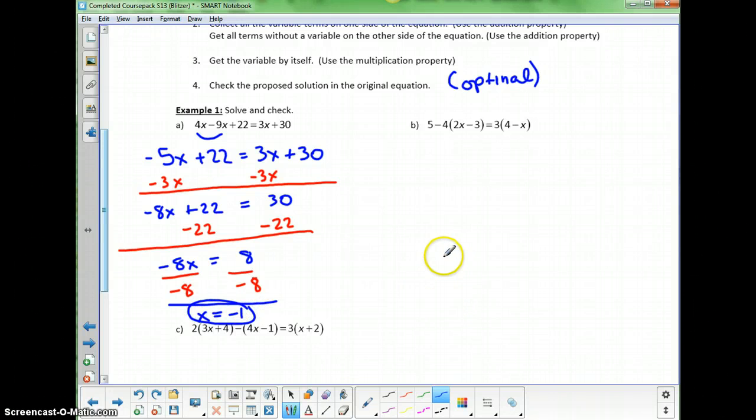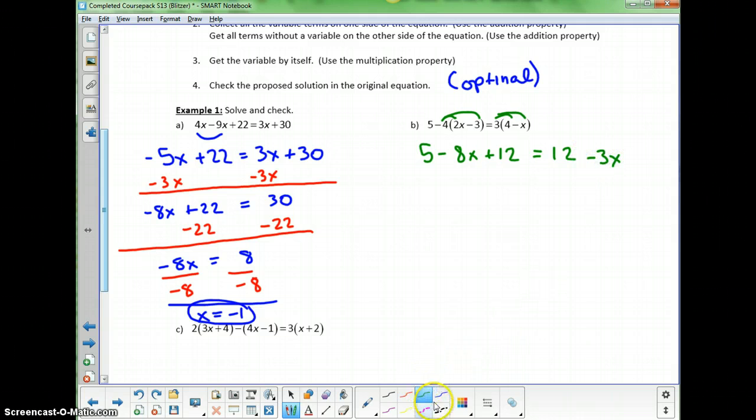Let's look at the next one. When I start this next one, I do have a distributive property to use. So let's distribute, and I'll distribute on this side. Okay, so I've got 5 minus 4 times 2 is 8x. Negative 4 and negative 3 multiply to a plus 12. 3 times 4 is 12. And 3 times negative x is negative 3x.